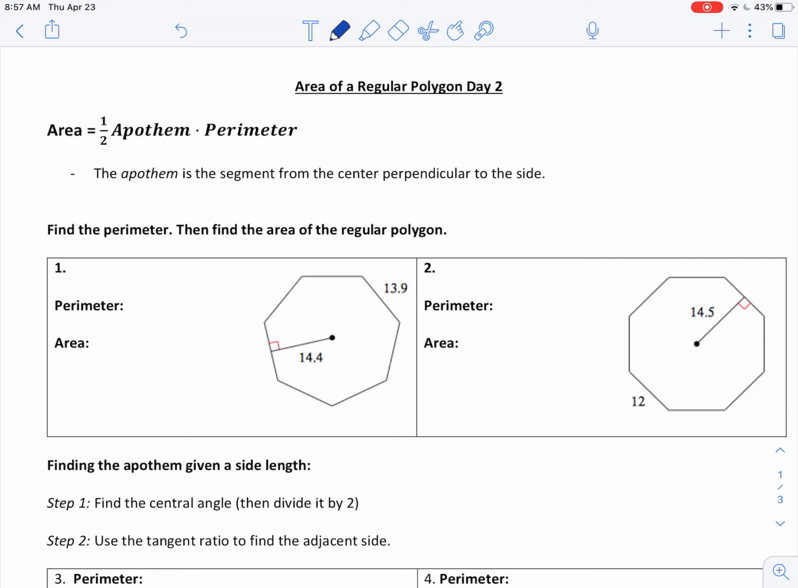Hey, good morning, guys. Happy NFL Draft Day. Hopefully the Bears don't screw it up this year.